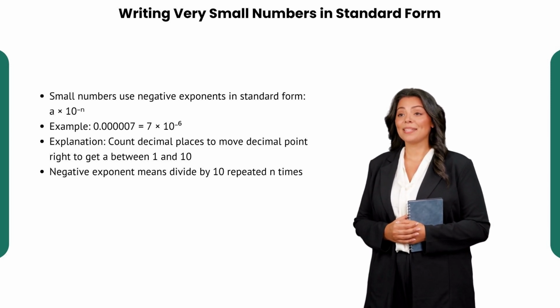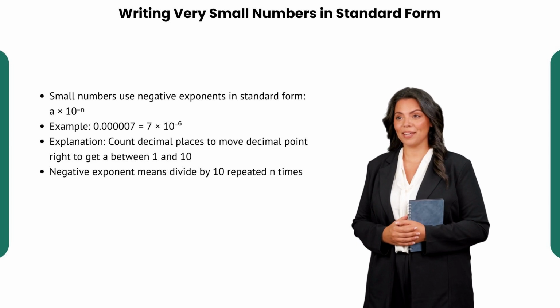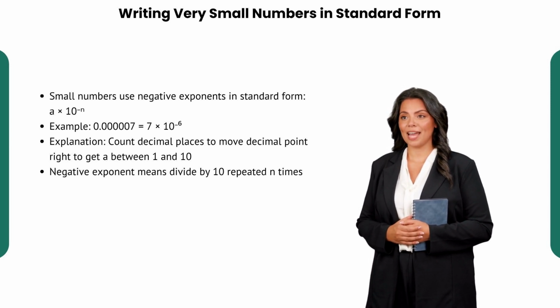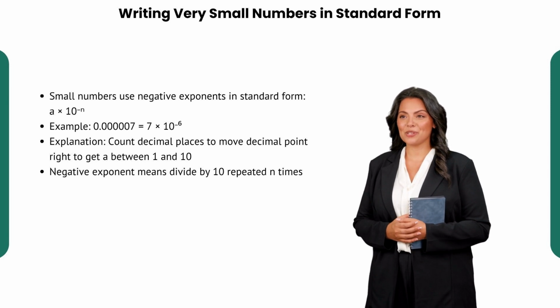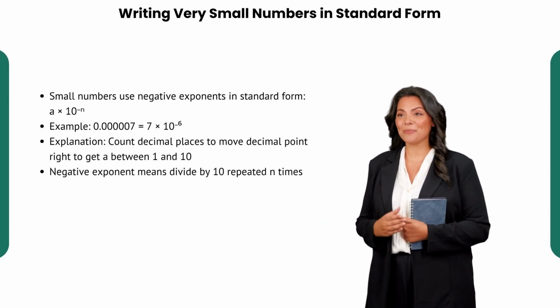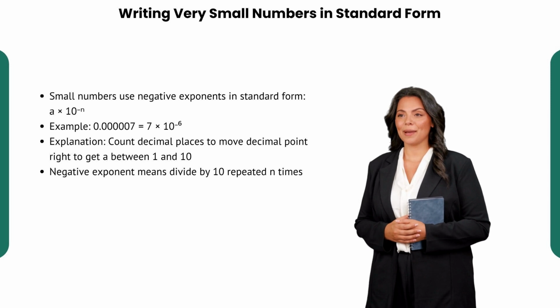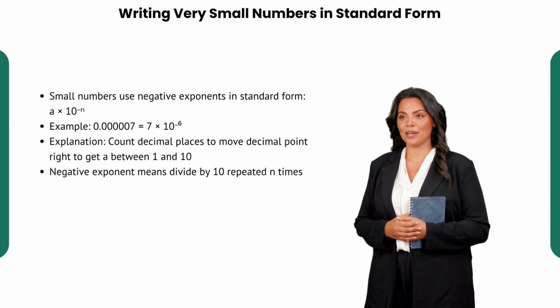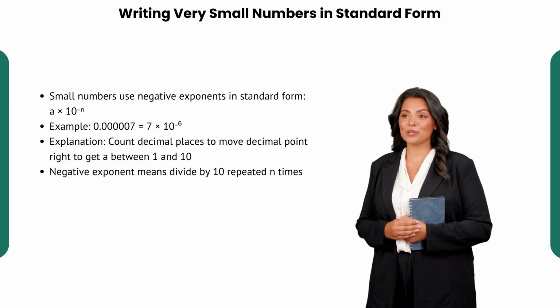So, 0.000007 equals 7 times 10 to the power negative 6. This means we are dividing 7 by 10 six times. The negative exponent tells us the decimal point moves left when reading normally. This is super helpful in science, where very small numbers are common. Think about how many zeros are there in 0.00000001. How would you write that in standard form? Give it a try and see the power of negative exponents.